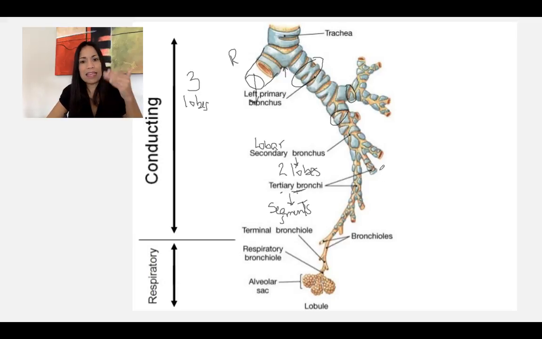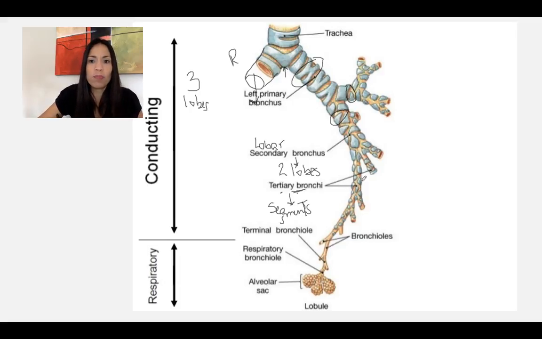And it has several patterns. It's like 5 in each lobe on the left side, and 3, 2, and 5 on the right side. But the thing is that they branch in total into 10 tertiary bronchi on each lung.